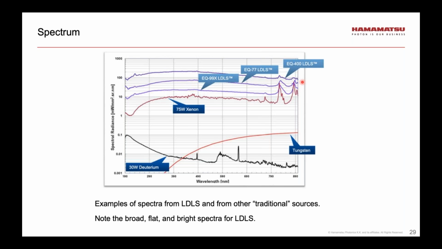So now it's time to compare spectra of some of the laser-driven light source products that are produced by Energetiq, which is a subsidiary of Hamamatsu, versus some other sources like tungsten, which is the black body source, a deuterium lamp, or an ordinary xenon arc lamp. The first thing to note right away is that the laser-driven light source is very, very bright. Please note that this is a logarithmic scale on the y-axis that gives us spectral irradiance. These LDLS sources are orders of magnitude brighter than the other broadband sources.